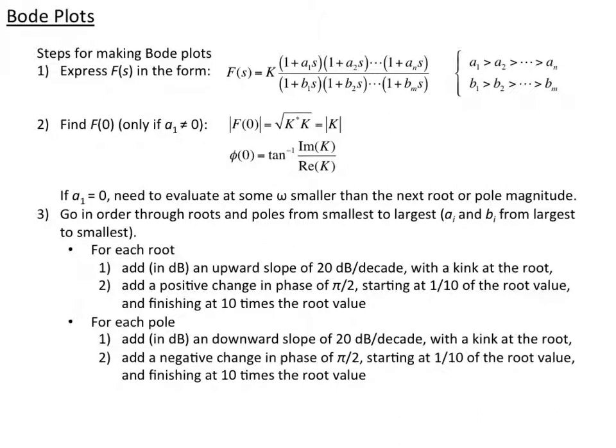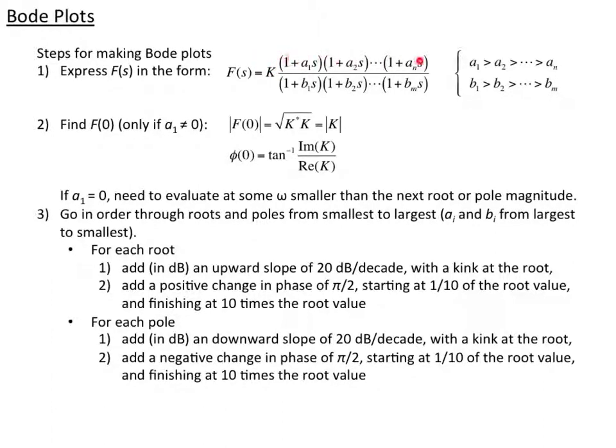Okay, so let's just go through the steps. We've showed much of this already. So I express my transfer function in this form. This is slightly different than I had before. Here, A1, A2 are 1 over the poles. They used to be over here. And to do that, I had to factor out a lot of things into K.